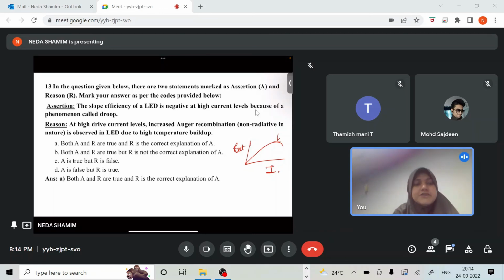I want you guys to find the meaning of Auger recombination. That is non-radiative in nature. It is observed in LED due to high temperature buildup. I have given the answer that both A and R are true, and R is the correct explanation of A. But I want you guys to connect these two. How is slope efficiency related to this? Just find out an answer. Think on it. Okay. Next class I'll tell you this answer. Just remind me to tell you about this answer. Okay. How is A related to the reason?